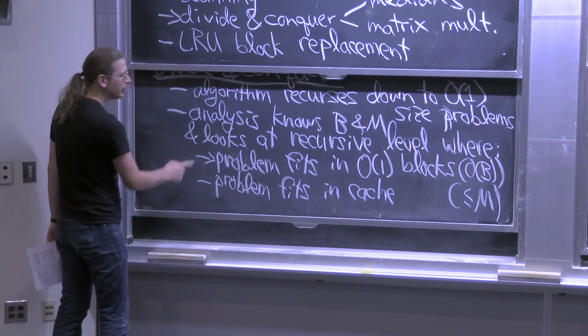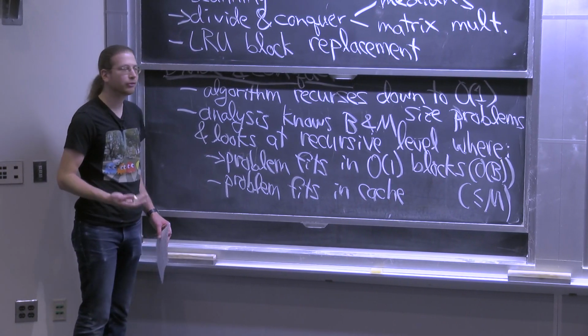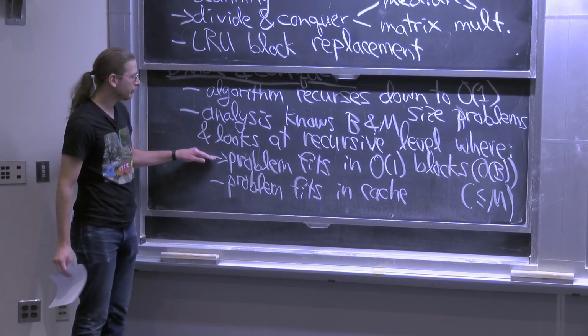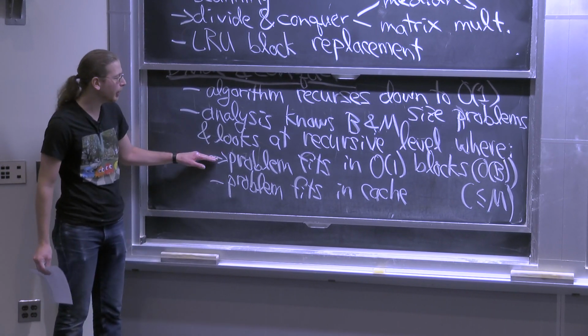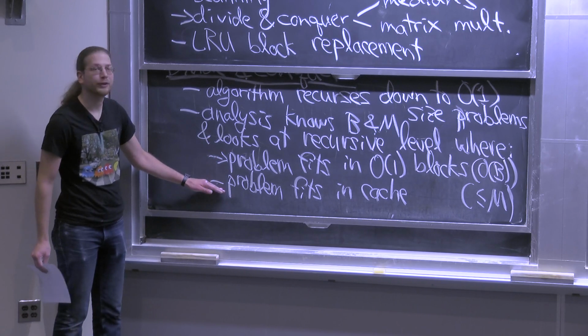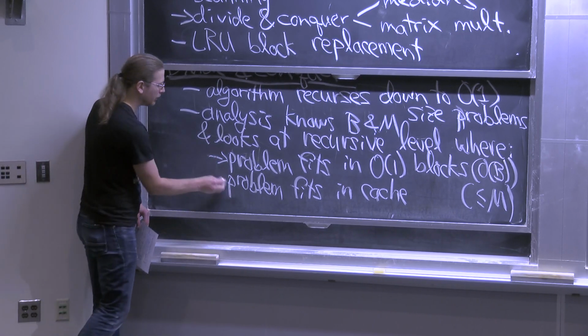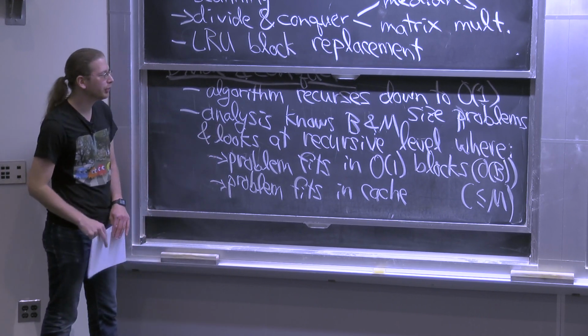Constant number of blocks. Because I think of the cache M as being larger than any constant times B, this is smaller or equal to problem fitting in cache. So when M is relevant, we'll look at this level and maybe the adjacent levels in the recursion.